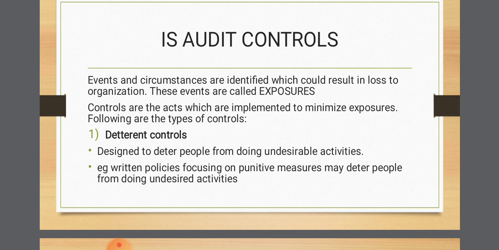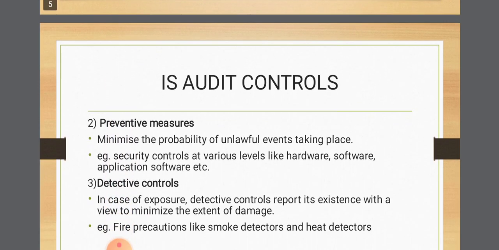Deter is something which stops you from doing something. So these are designed to deter people from doing undesirable activities. You can take an example that there should be written policies focusing on any punitive measures or the punishment which may deter people from doing undesired activities. Only a well documented thing, अगर हमारे पास policies में well defined है that if you do something wrong, what kind of punishment can be imposed on you, so definitely it will deter the people from doing some undesired kind of activities. Then preventive measures.